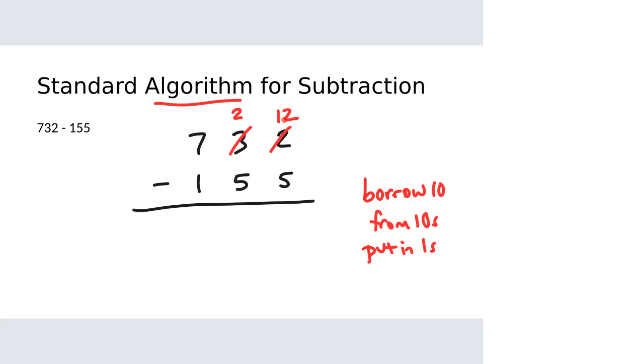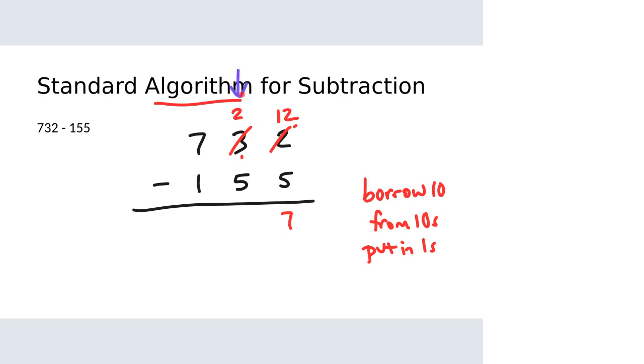But essentially, I'm borrowing 10 and putting them in the ones column. I took a 10 from here and put that 10 right here as ones. Now I can subtract. I can do 12 minus 5 and get 7. Okay, great. Now I'll move over to the tens column here.